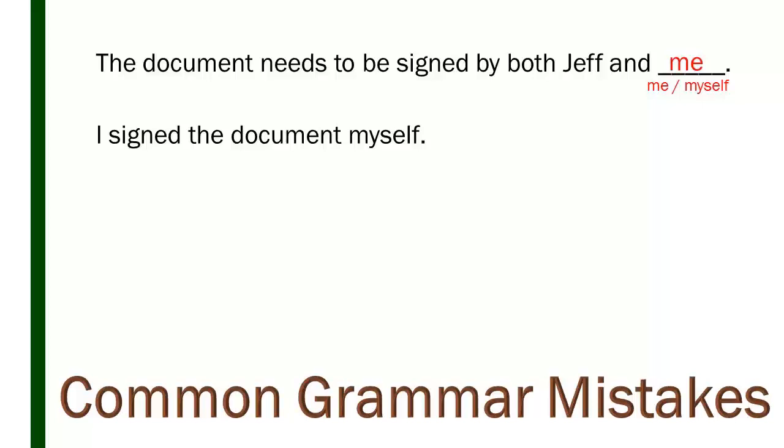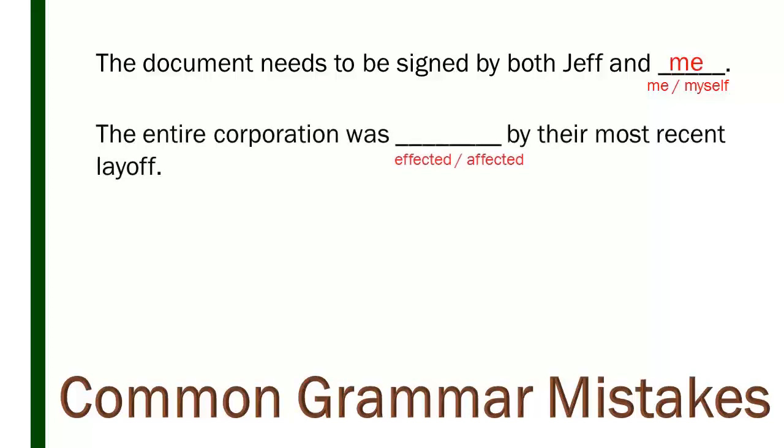Similar to this example, the document needs to be signed by Jeff and me, two people. Myself can never be used instead of a person or their name. Affect versus effect. Affect is a verb. We use it as a verb in the sentence. Effect is when we use that as an adjective or a noun.